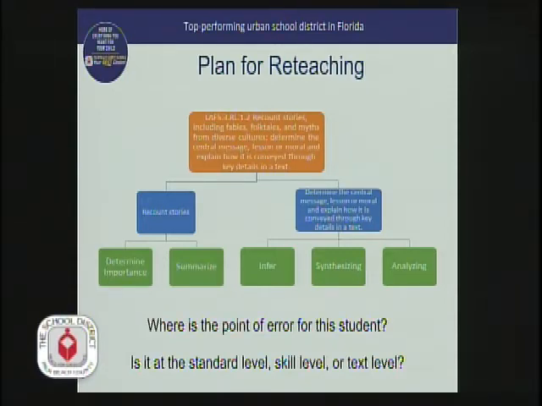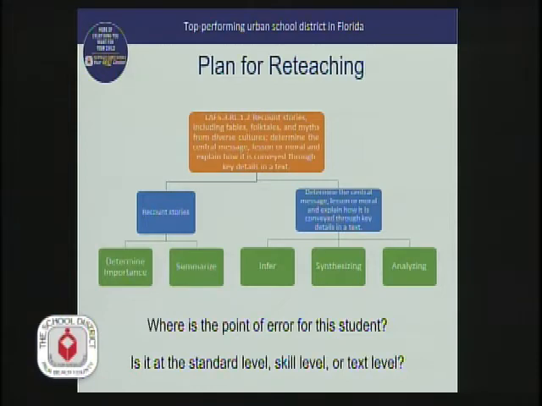And in recounting stories, you have to figure out what are the important parts, right? Determining importance and then being able to summarize it quickly. Those are the two skills needed there. And in here, determining central message, lesson, or moral and explaining how it's conveyed, there are 3 skills needed there. You have to infer, because a lot of times it's not directly stated. You need to be able to synthesize information from all parts of the text and then analyze it.